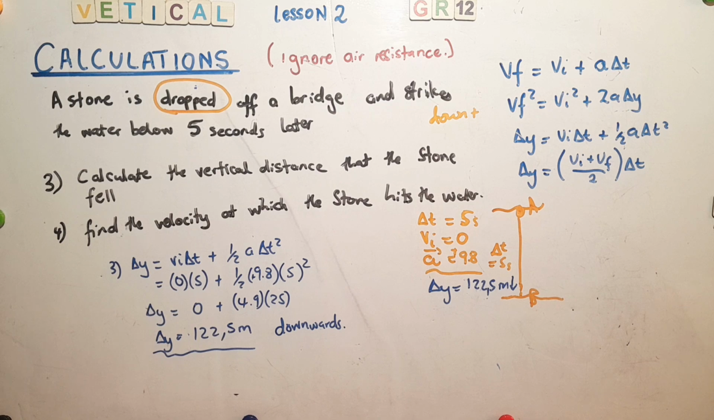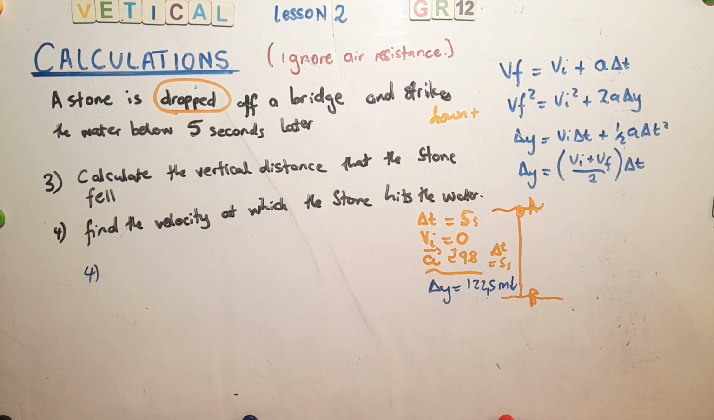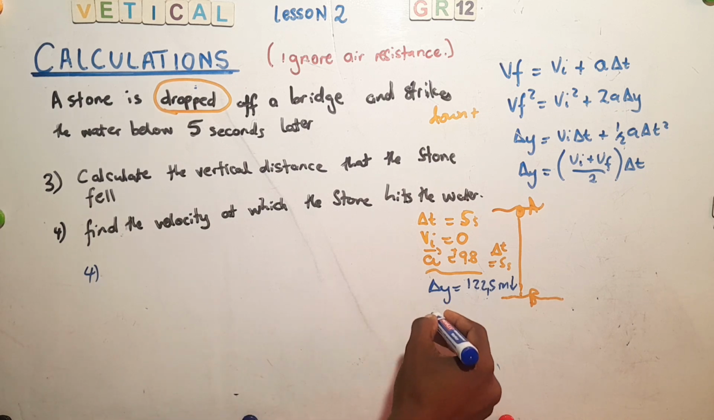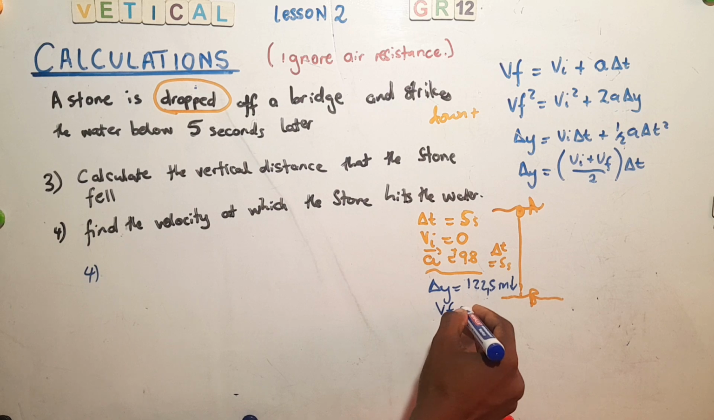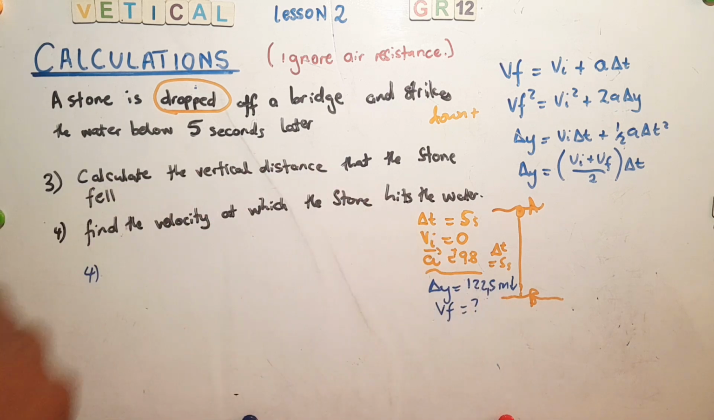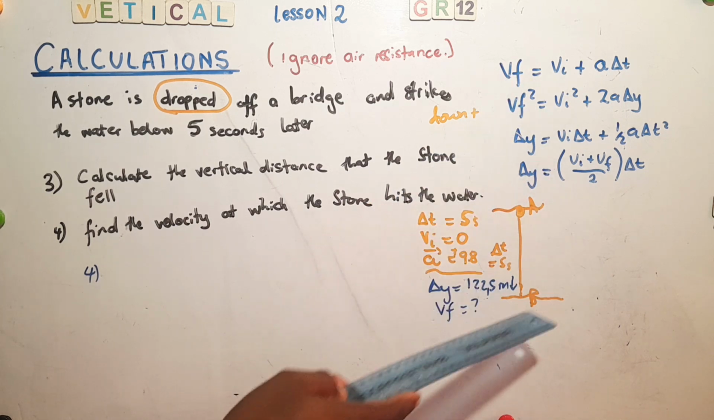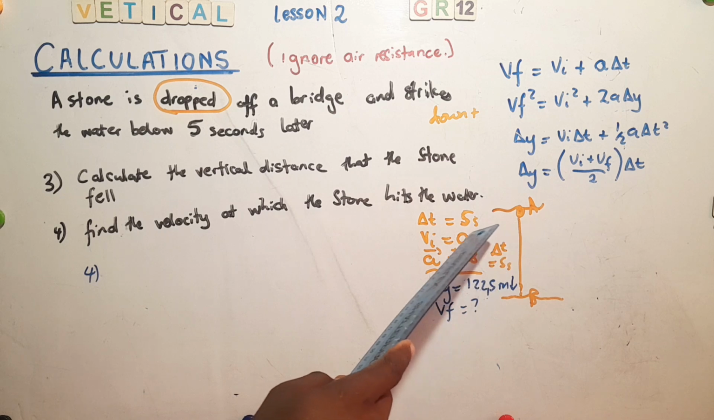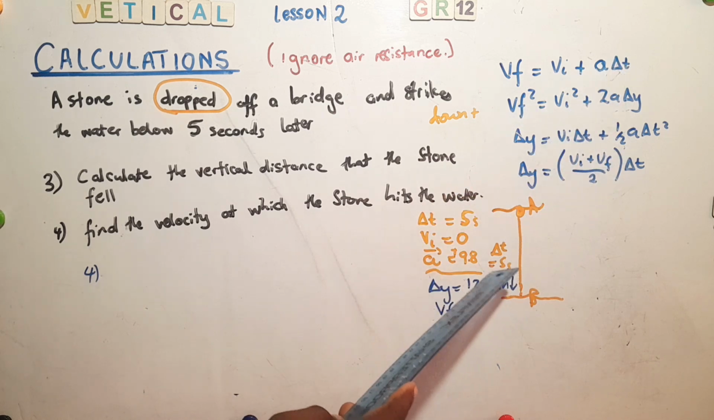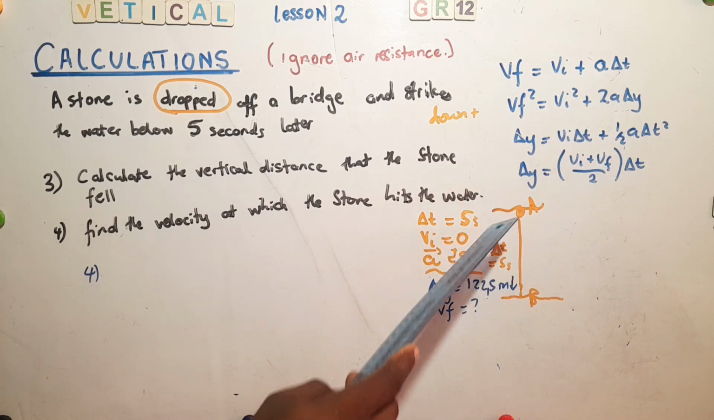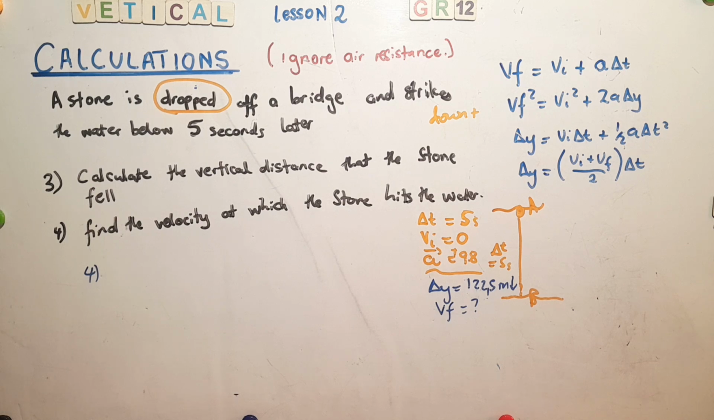Let's go to number 4. Number 4 is saying find the velocity at which the stone hits the water. So now we are trying to find the final velocity. Let's take a look at our equations. This one is saying final velocity, which we are trying to find. Initial velocity we have, acceleration we also have, and time we have. So it means that we can use the first equation, right?